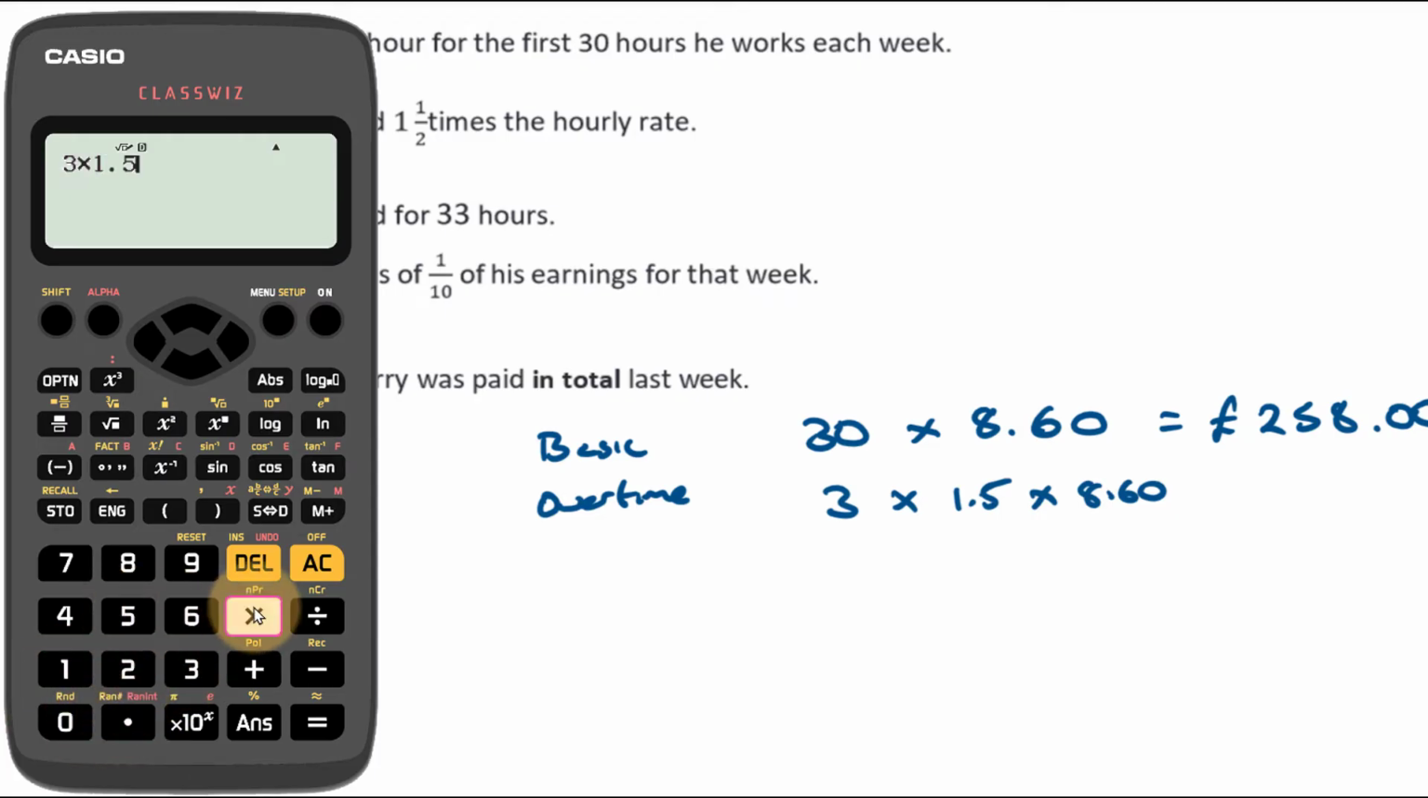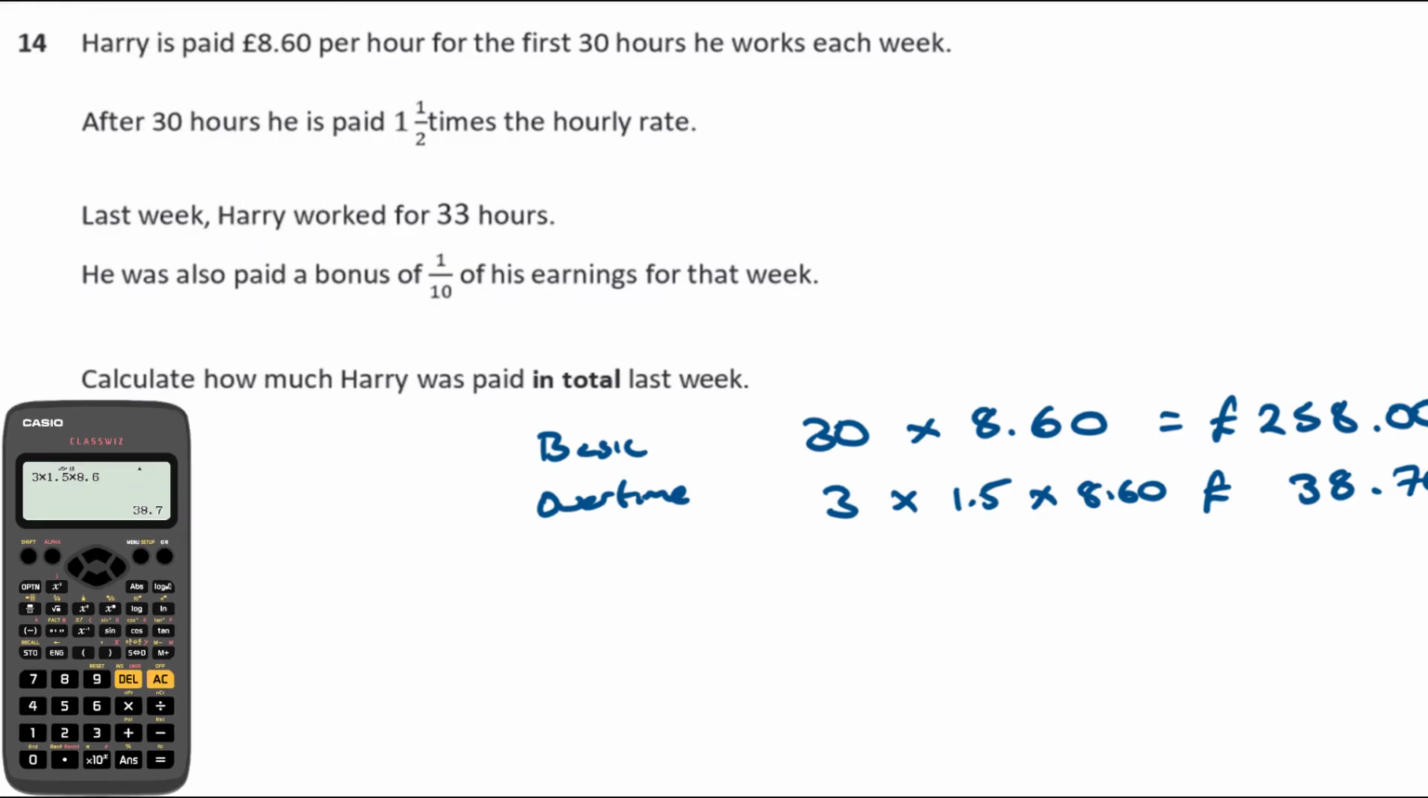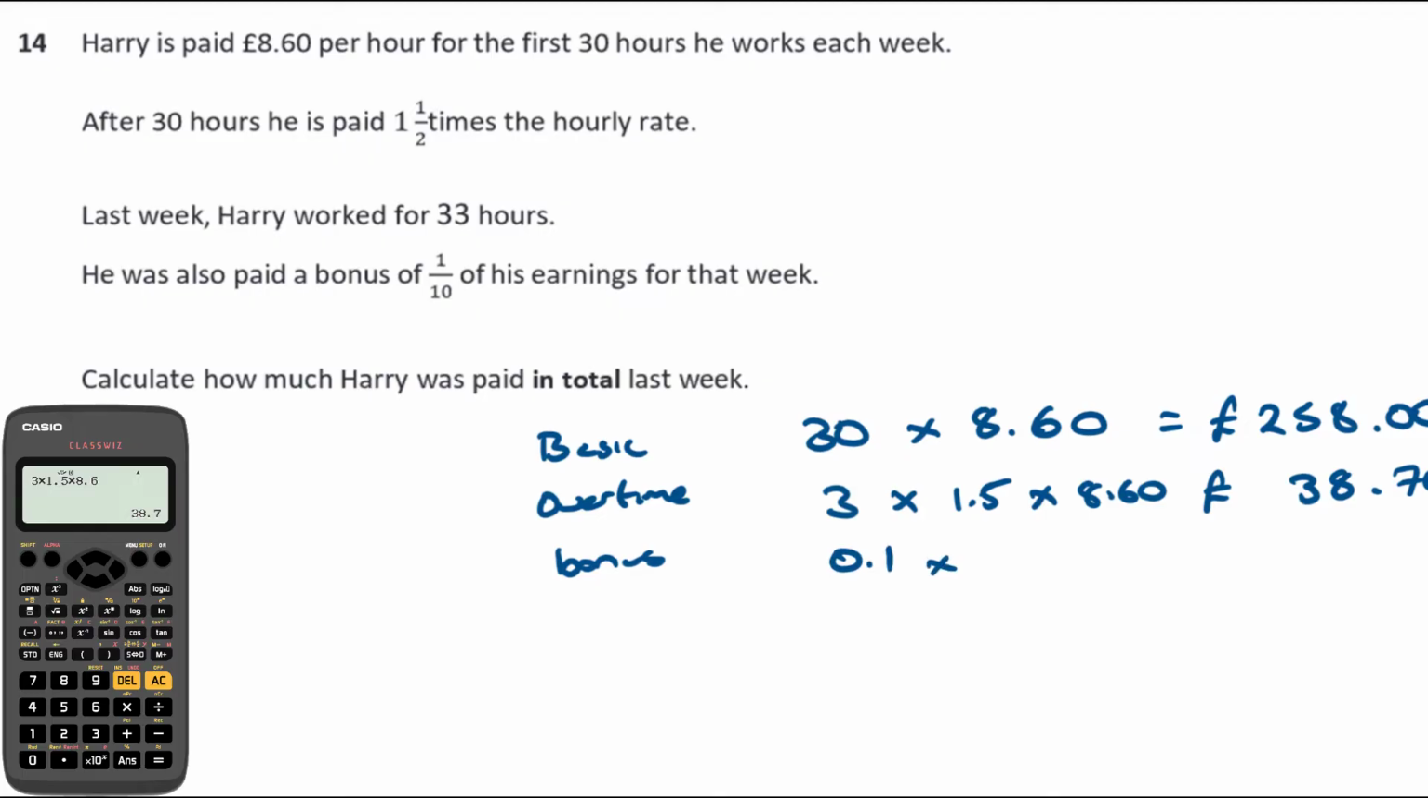So 3 times 1.5 times 8.6 comes out to be £38.70. Don't forget money, 2 digits. Don't just write down 0.7. And then finally he gets paid a bonus of 1/10 of his earnings of the week. Now 1/10 as a decimal is just 0.1. You could just write it as a fraction, 1/10, if you wanted to. So 0.1 times his earnings for the week.